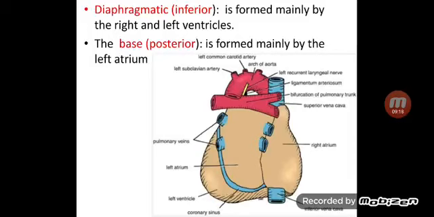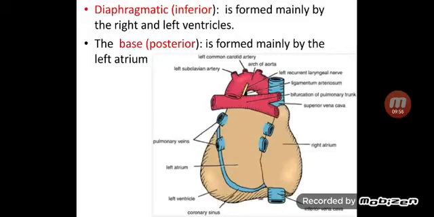In addition to that, the inferior surface of the right atrium, at the site of entry of the inferior vena cava when it opens into the right atrium, also shares in forming the inferior surface of the heart. So it is formed by the right ventricle, the left ventricle, and the inferior surface of the right atrium at the site of entry of the inferior vena cava.